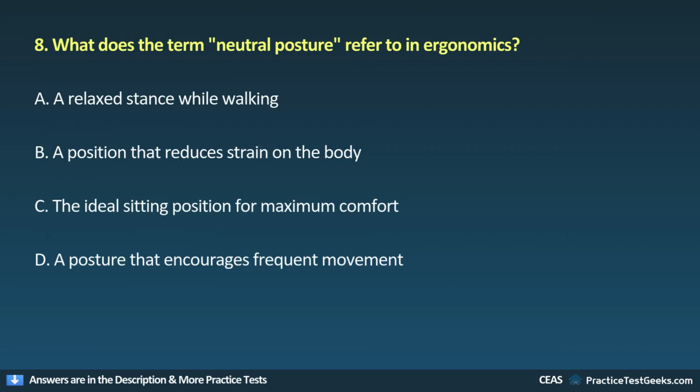8. What does the term neutral posture refer to in ergonomics? A. A relaxed stance while walking. B. A position that reduces strain on the body. C. The ideal sitting position for maximum comfort. D. A posture that encourages frequent movement.